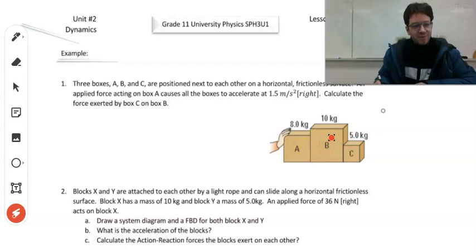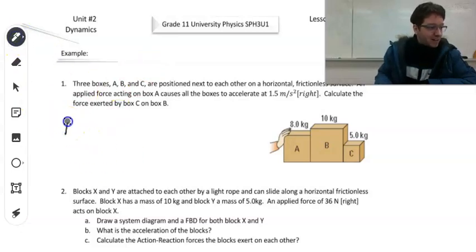Okay, that last sentence sounds kind of confusing. Why don't we look at each box and draw a separate free body diagram to see what kind of forces are actually acting on them. So I'm going to start with box A. So here's box A. Box A is the one that's being pushed. So it's got some applied force acting on it to the right.